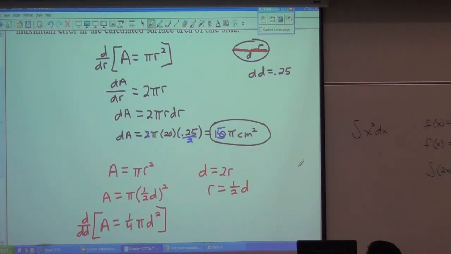So if you're looking at my key online, they didn't have Sugar Shane to check that for me. So I had a mistake on that. So if they're talking about the diameter, you've got to cut the error in the radius in half, or do it in terms of that.